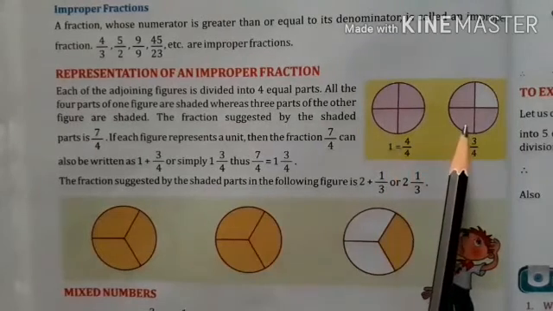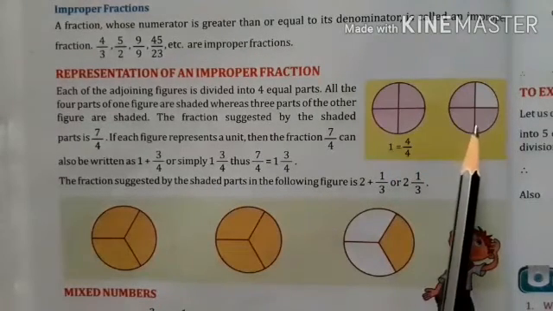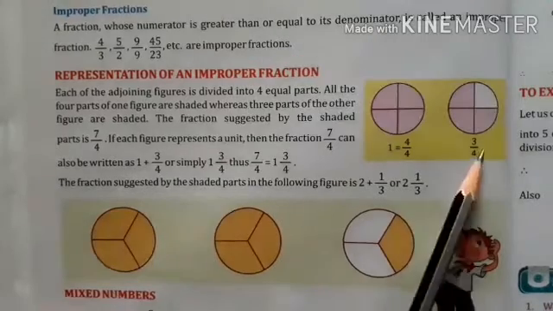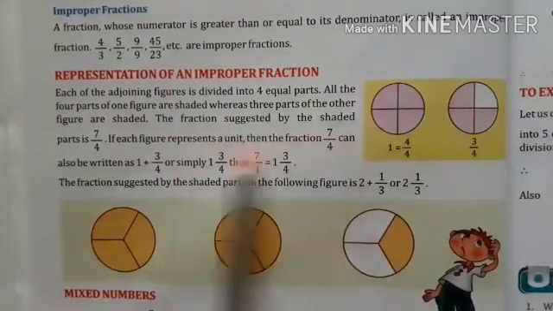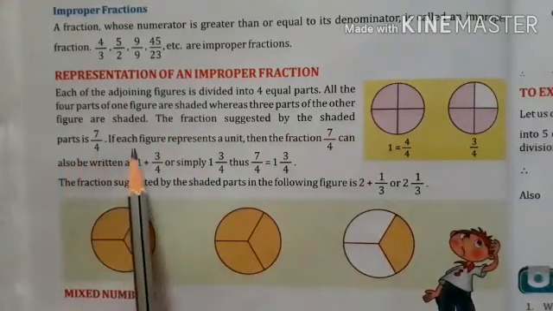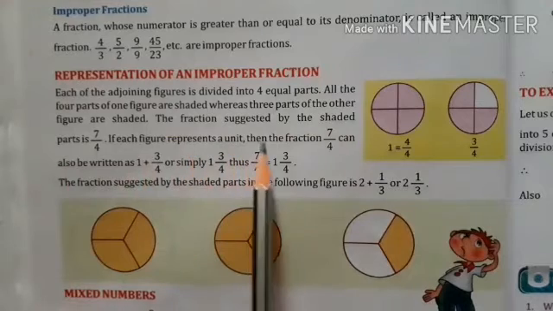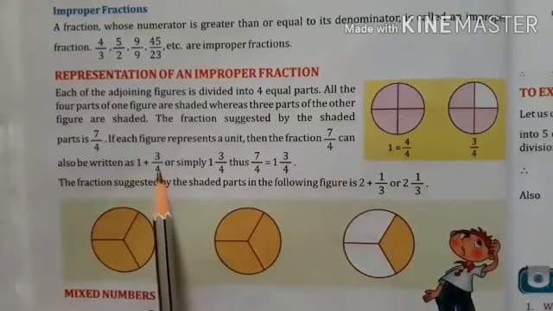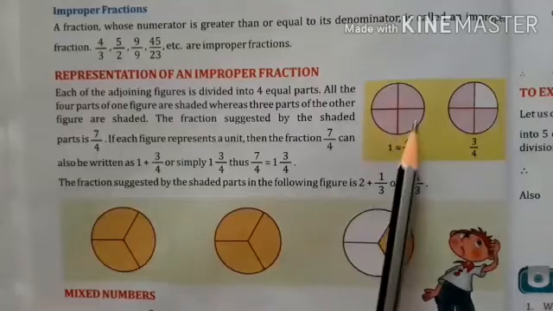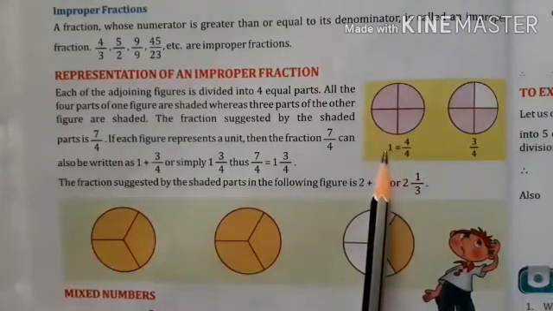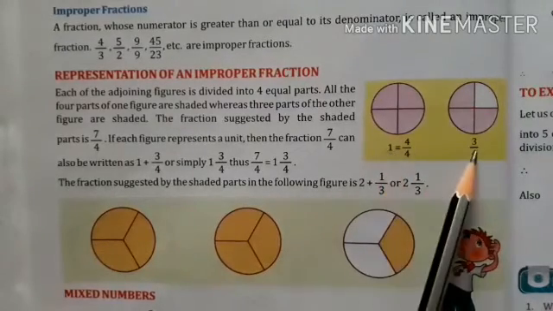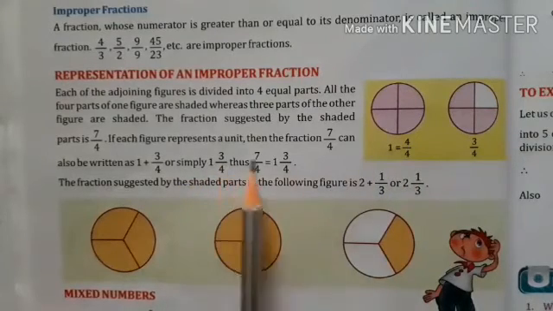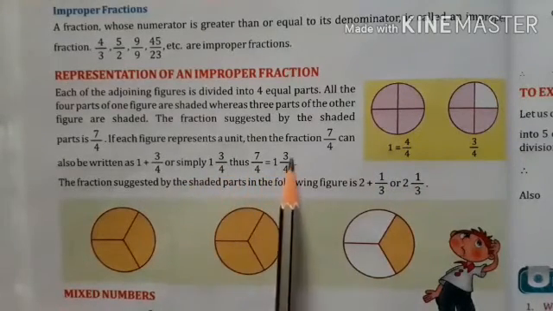Now look at this circle. Here three parts are shaded out of four parts, right? So the fraction is 3 by 4. So the fraction suggested by the shaded parts is 7 by 4. If each figure represents a unit, then the fraction 7 by 4 can also be written as 1 plus 3 by 4. 1 because all parts are shaded. 4 by 4 equal to 1. Okay. So 1 plus 3 by 4. Or simply 1 3/4. Thus 7 by 4 equal to 1 3/4.